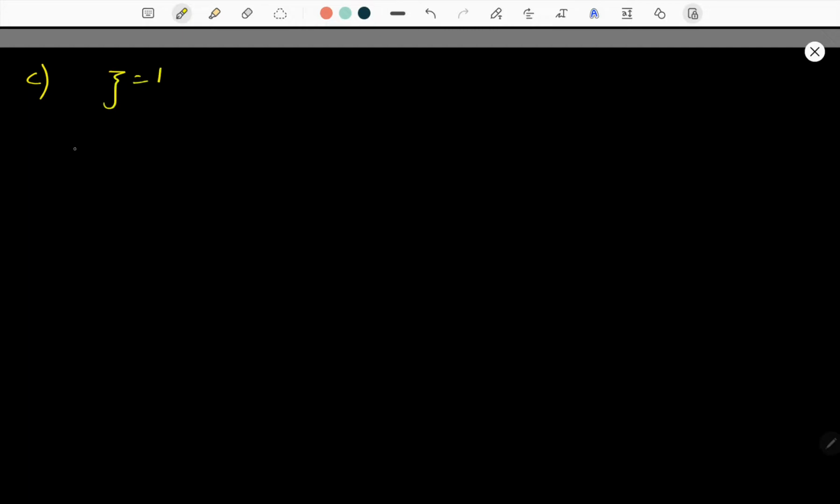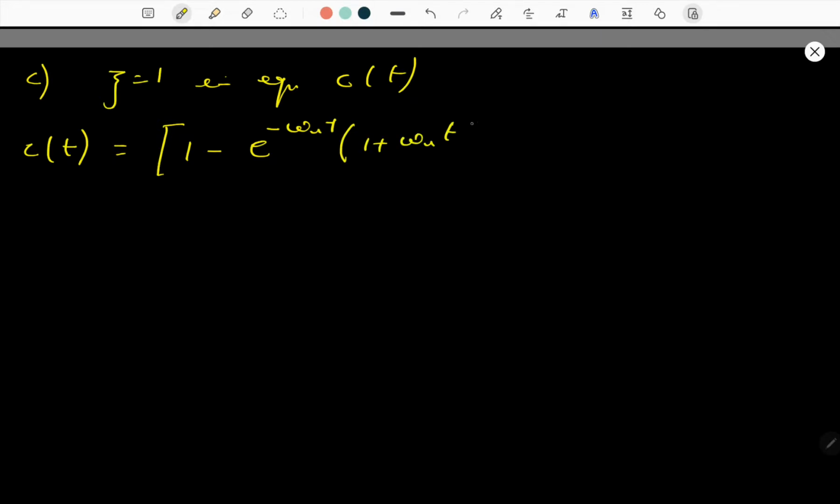Okay, so what will we get? We are just going to put zeta equal to 1 in the equation of C(t), the output equation. So C(t) is equal to, just after putting the value of zeta equal to 1 and after the simplification, we will get the last equation. You can do the simplification, but we didn't need that over here. So just after simplification we will get 1 minus e to the power minus omega n t, in brackets 1 plus omega n t. Okay, so this will be the output response when taking zeta equal to 1.